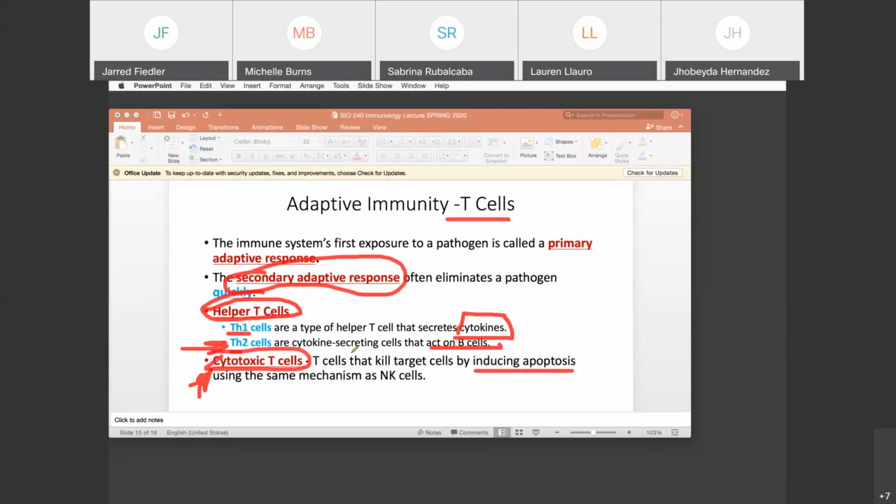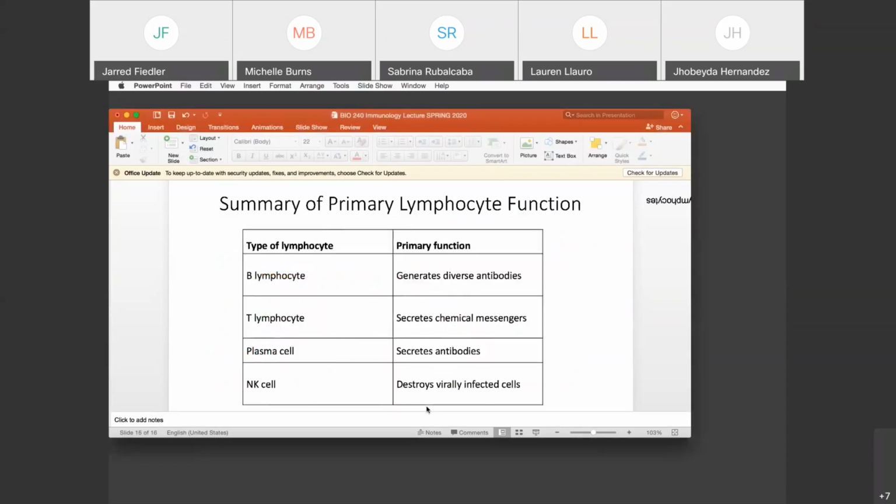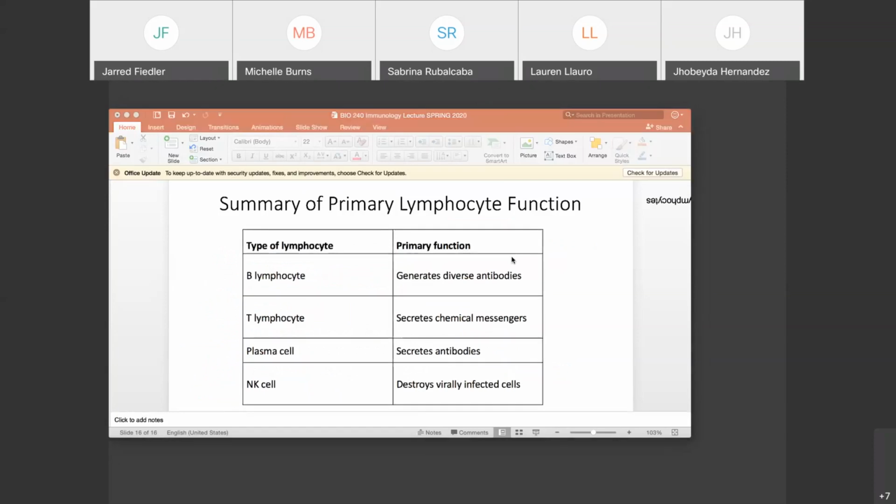Okay, that's basically it. This is a summary of your lymphocyte functions. You should know these. And that's basically it, guys. So that's our last lecture for this semester.